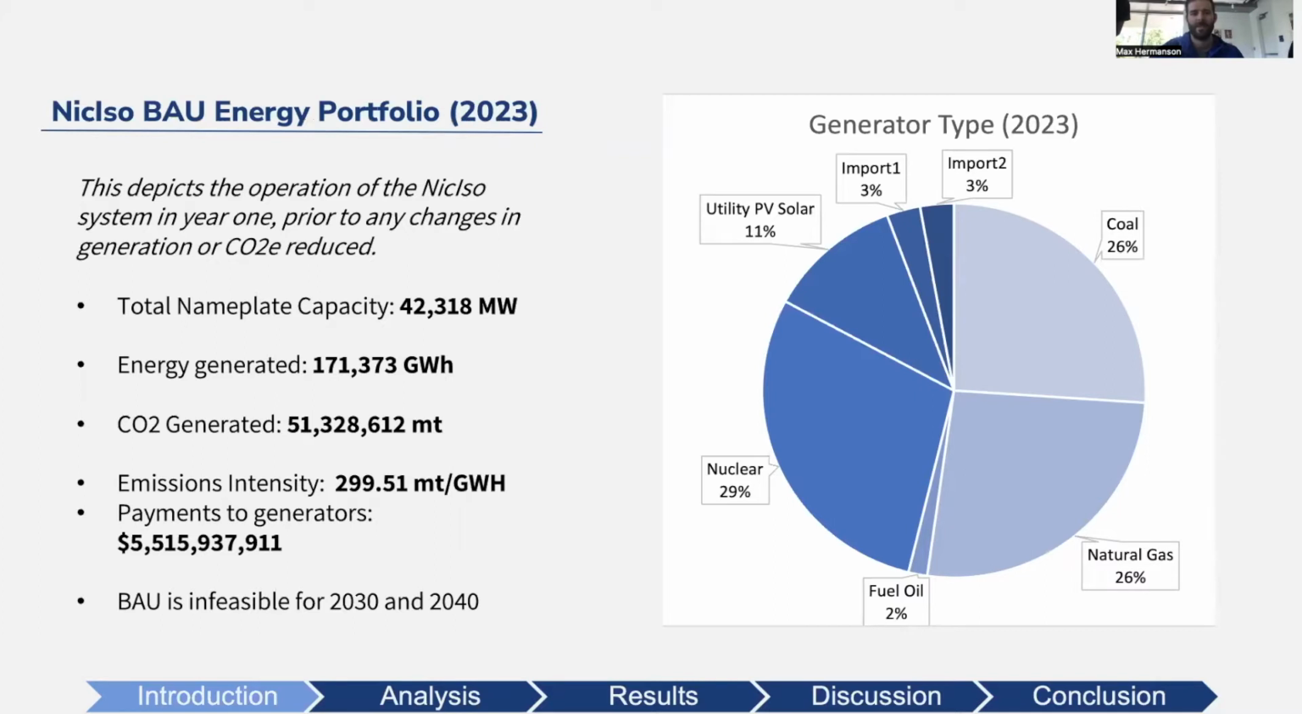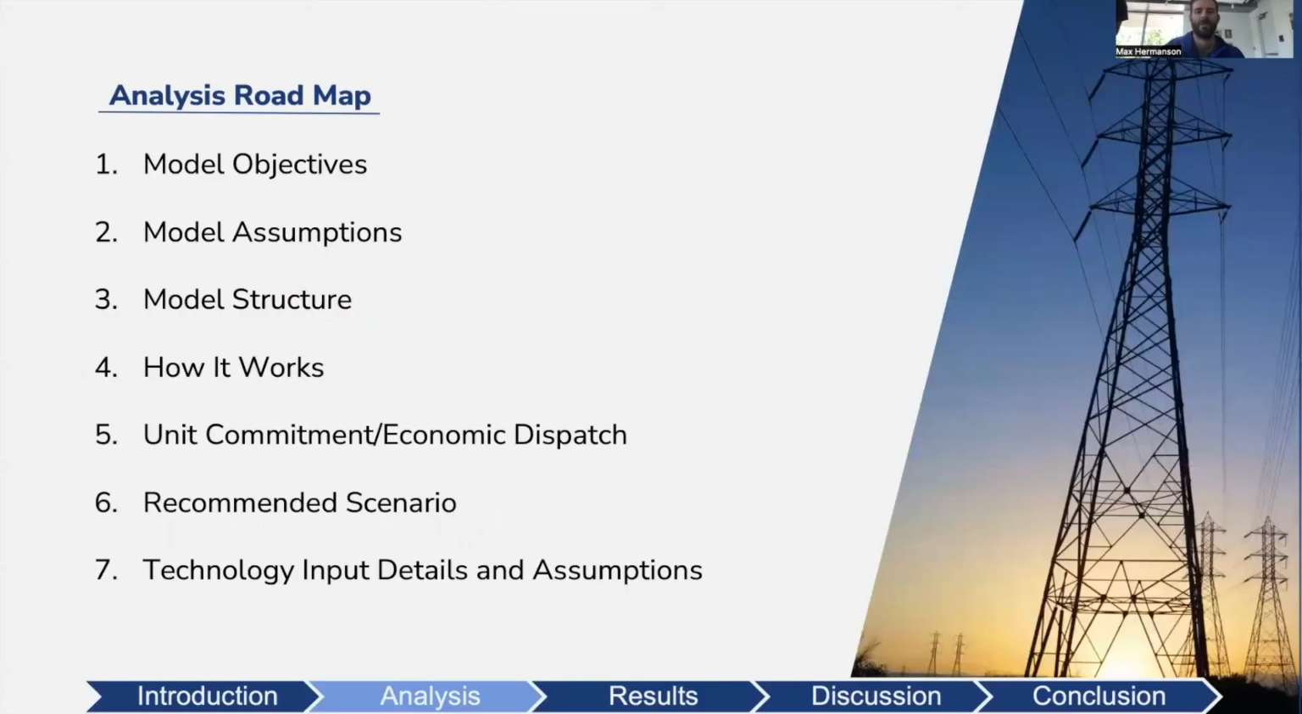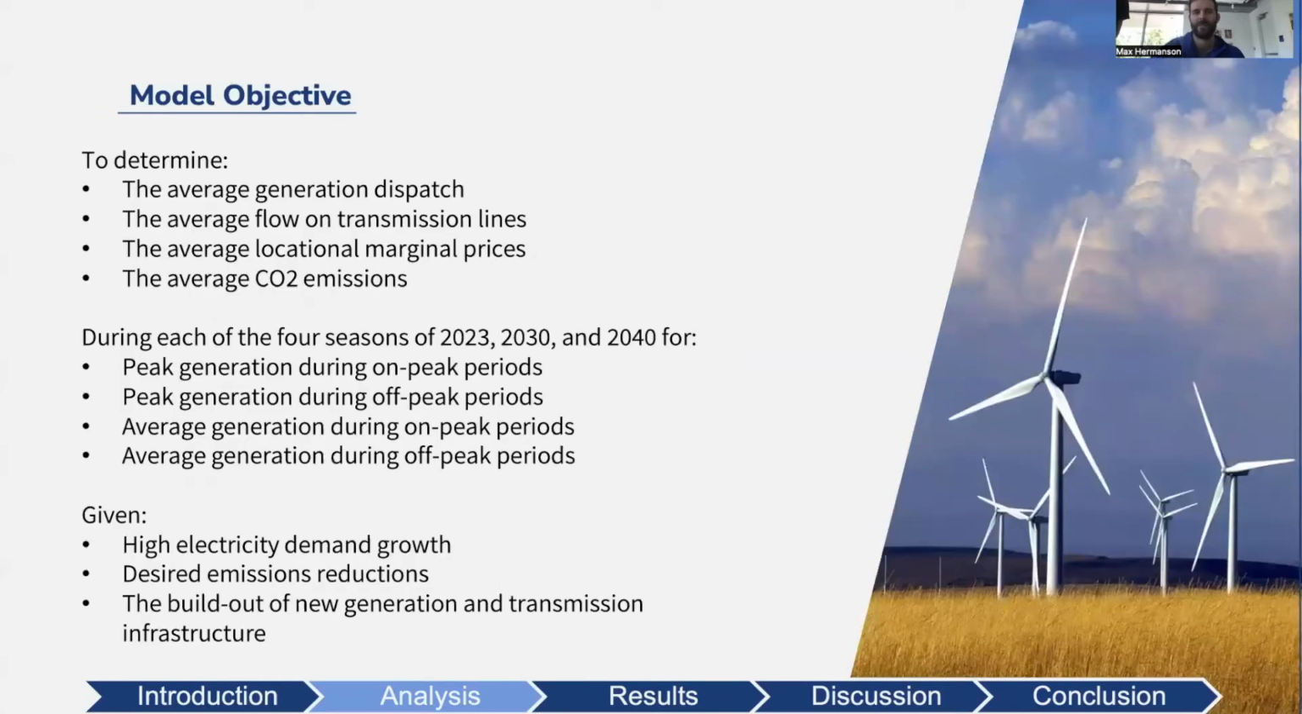We've got a ton of CO2 emitted, and the business as usual is infeasible for 2030 and 2040 based on our model. New generation would need to be added. Moving forward to the analysis. We'll talk about model objectives, model assumptions, model structure, how it works, unit commitment, economic dispatch, the recommended scenario, and technology input details and assumptions. I'll pass it to Jack for model objectives.